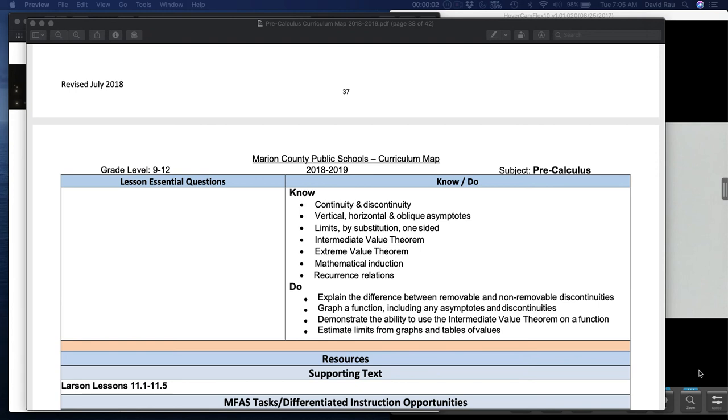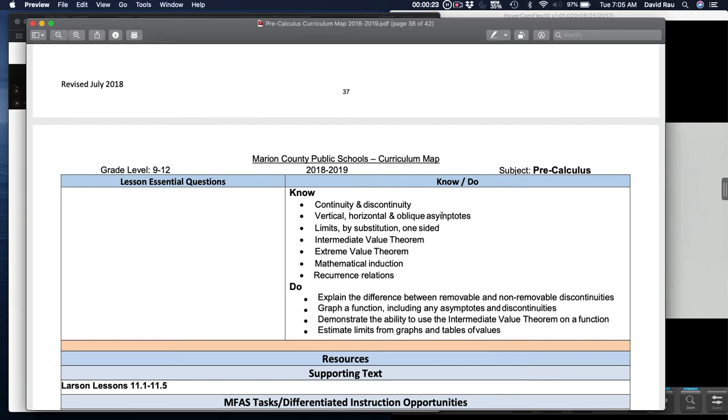Everyone, welcome to the last week of material for pre-calculus. We've got two kind of unrelated concepts to talk about today. We have limits at infinity, and then we have the intermediate value theorem. And limits at infinity are based on what we need to know right here.